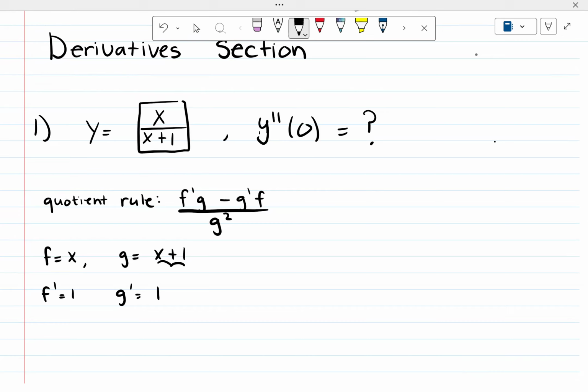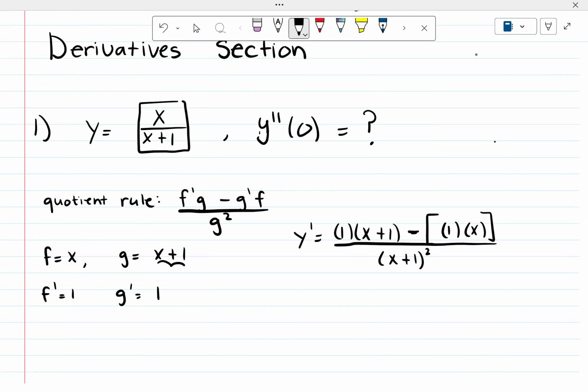So we have everything we need, so let's find y prime first, then we can find the second. So y prime is f prime, which is 1, times g, which is x plus 1, minus, and I'm going to put a little bracket because I will have to distribute this minus. g prime is positive 1, and then f is x. And then it's all over g squared. So g is x plus 1, and we have to square that.